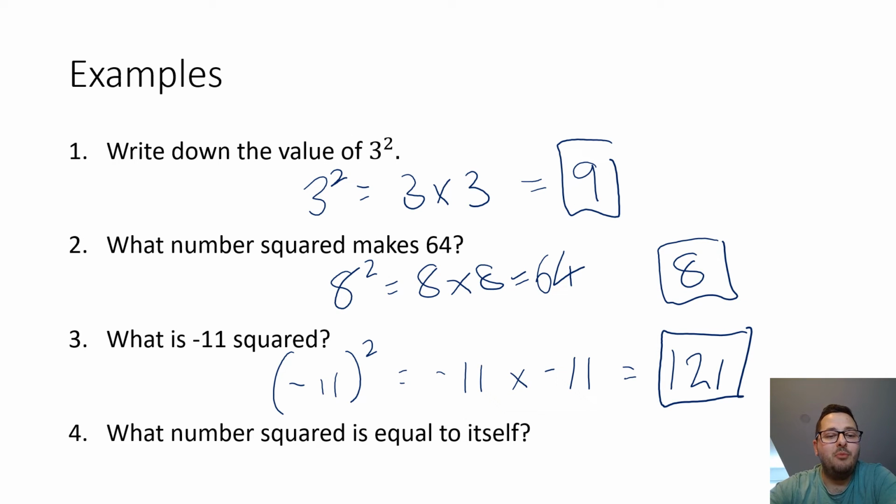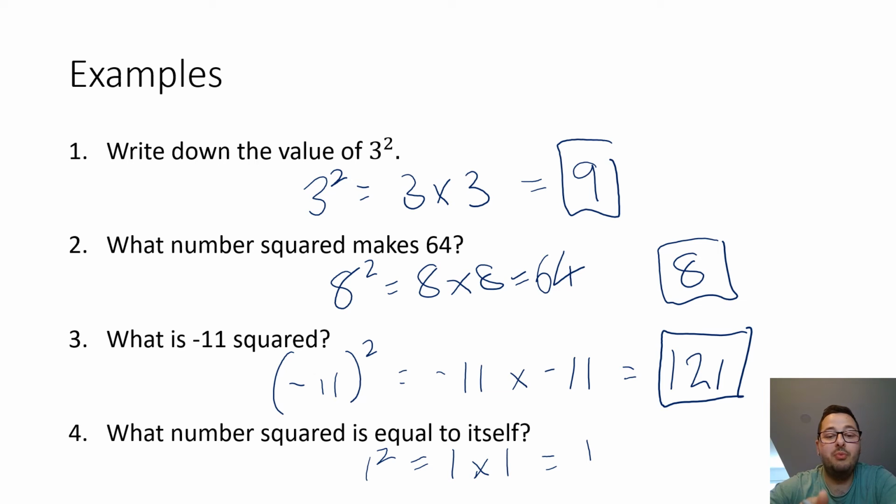And then finally, a bit more of an interesting question. Number 4, what number squared is equal to itself? Well, there are actually 2 answers to this. So the one you might have got first would be 1 squared. So 1 squared is 1 times 1, and 1 times 1 is 1.